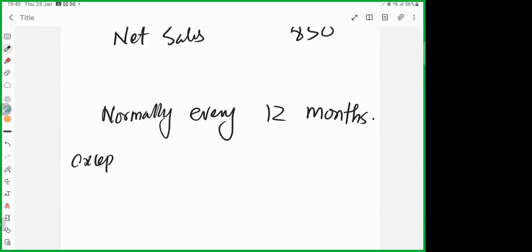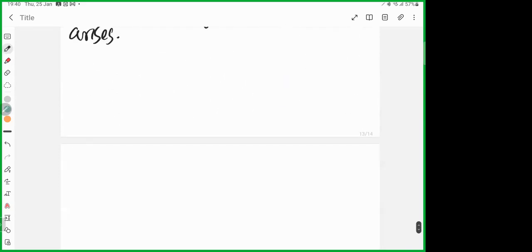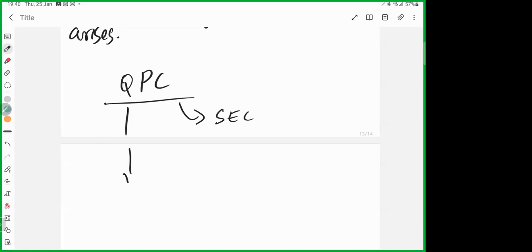Except when any special need arises. Example, for listed public companies or quoted public companies, QPC. Let's say this company is registered in the US, then that is regulated by the SEC, Securities and Exchange Commission. If any company is in Qatar, that is regulated by QE, that is Qatar Exchange.